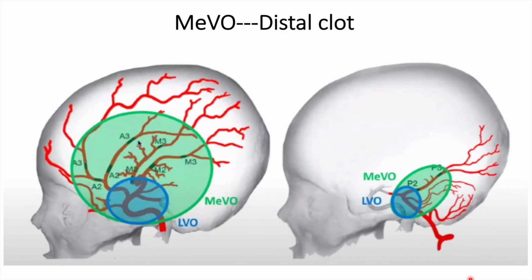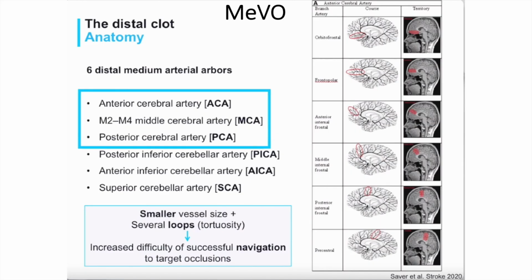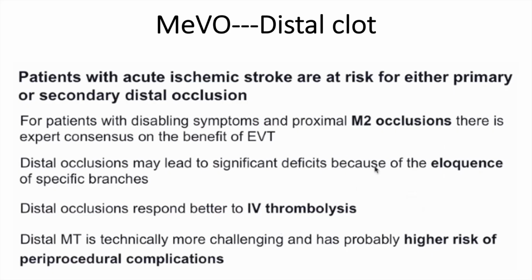So, what is MEVO? What is included in this? Mainly the anterior cerebral artery, then in the middle cerebral, the M2 to M4 segment. M1 was large vessel occlusion, M2 to M4 is medium vessel occlusion. Then the posterior cerebral artery, the PICA, the superior cerebellar artery, these are all included in MEVO. These are smaller vessels and with severe loops and tortuosity, they have increased difficulty of successful navigation to target occlusions. So patients with acute ischemic stroke are at risk, as I said, of either primary or secondary distal occlusions.